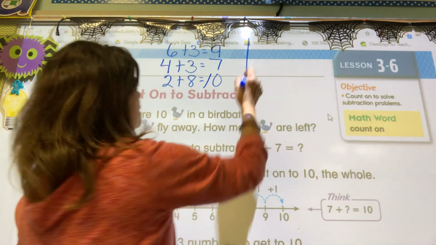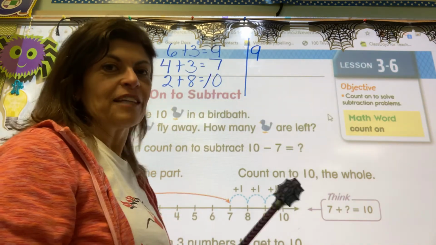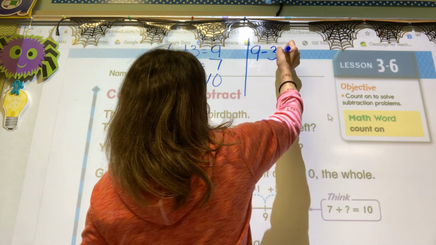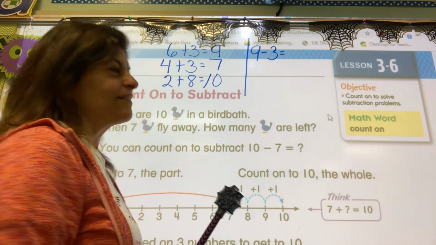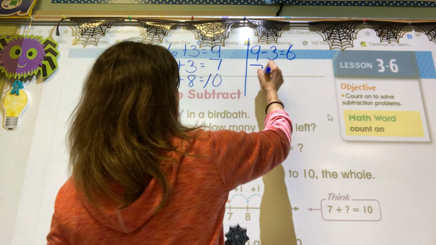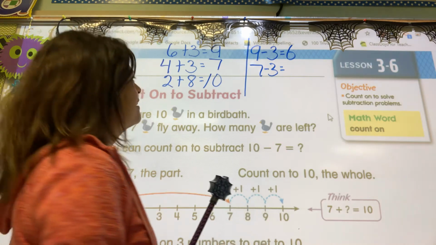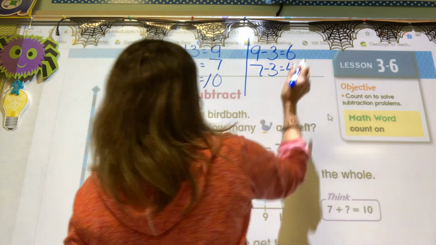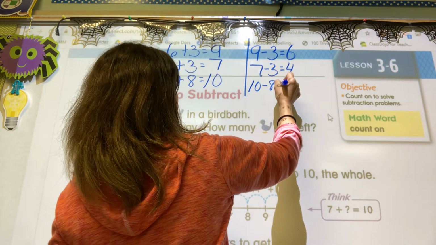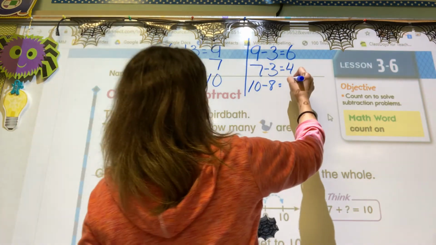Now I want you to look at something else for a minute. I'm going to take my sum, because remember, a sum is the answer to an addition equation. So 9 minus 3 equals what? Okay, very good. 6. What about 7 minus 3? What does that equal? Okay, good, I heard that. 4. And the last one, 10 minus 8. What does that equal? Okay, very good. 2. Good job.